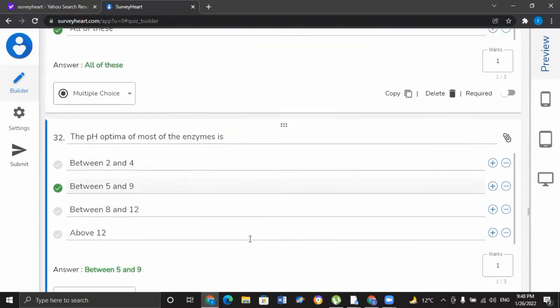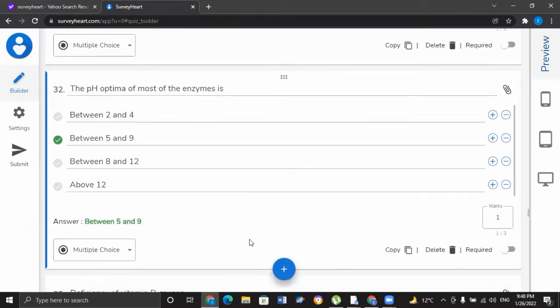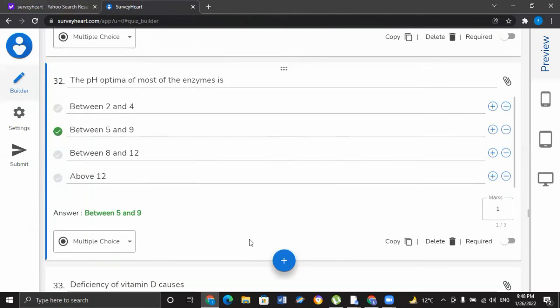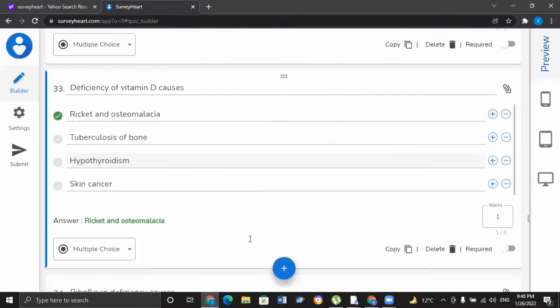The pH optimum for most of the enzymes is: optimum pH is the pH at which most of the enzymes work at their maximum rate. For most of the enzymes, the optimum pH ranges between 5 to 9. That is option B for MCQ 32.